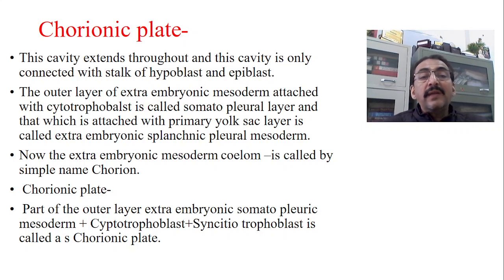The outer layer of the extra embryonic mesoderm is attached with the cytotrophoblast, which is called the somatopleural layer, and that which is attached with the primary yolk sac layer is called the extra embryonic splanchnopleural mesoderm. One is the somatopleural layer, another is the splanchnopleural layer of the mesoderm.